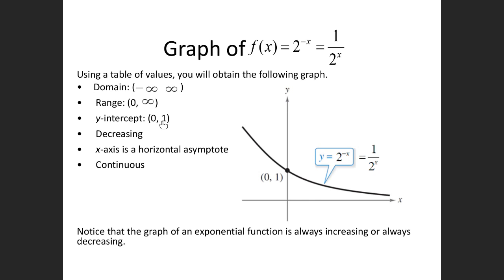Our y-intercept, again, did not change. It's (0, 1). But what changed was the slope of this. It's decreasing. We still have an x-axis horizontal asymptote. Again, it's not crossing our x-axis, and it's still continuous. All right.